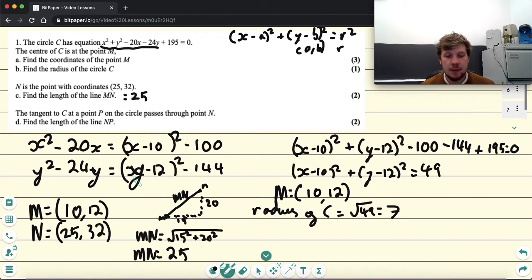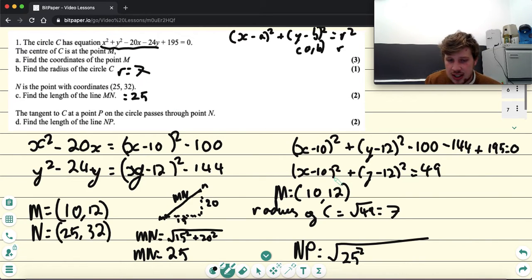The tangent to C at point P on the circle passes through the point N. Find the length of the line NP. Well, for NP, we know that from the centre to N is 25 units. And that's from the centre to the point N. However, we want to know from the circumference of the circle to point N, so therefore that's not going to be from the centre, it's going to be from the circumference, and because we worked out the radius was 7, we're going to have to subtract that 7 squared.